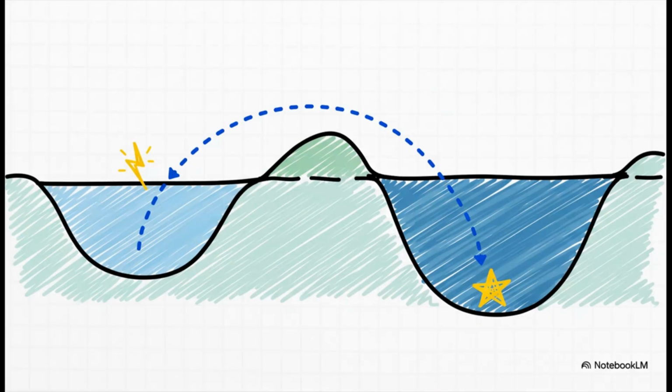See, because its walk is so erratic and noisy, every now and then it will take a weird step that actually goes uphill for a moment. And that little random bounce might be just enough to kick it out of one of those shallow little valleys, freeing it up to continue searching for the real, deepest valley. So in this case, the randomness isn't a flaw, it's the entire point. It's a feature, not a bug.